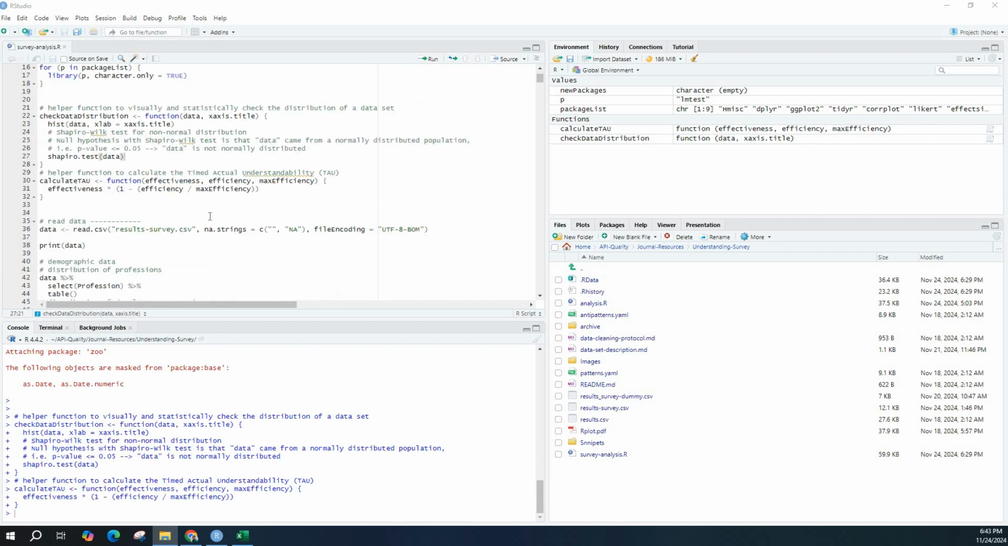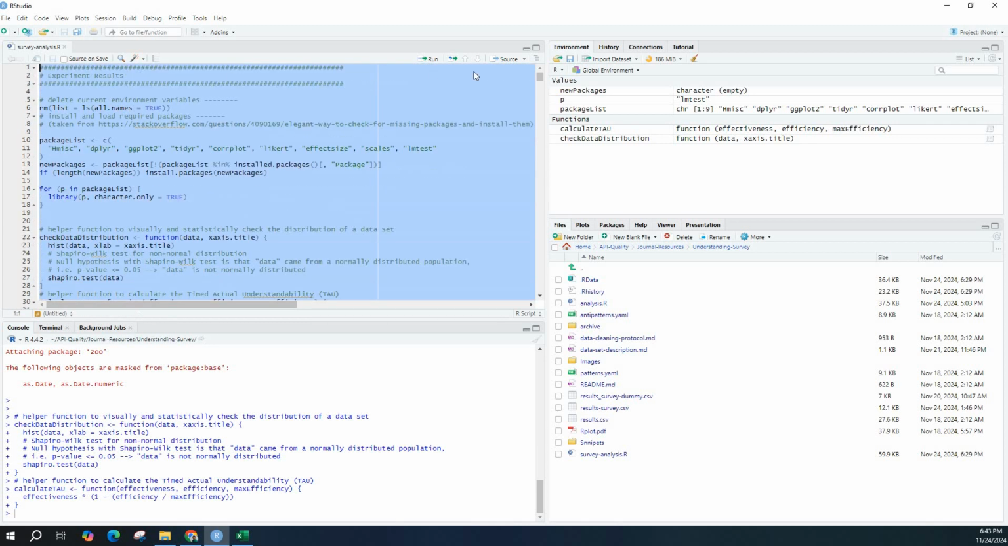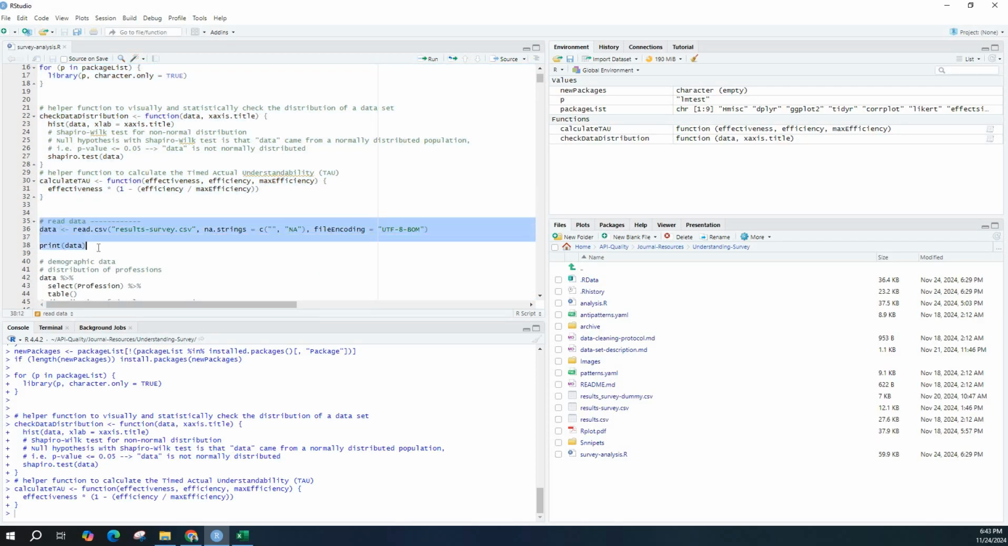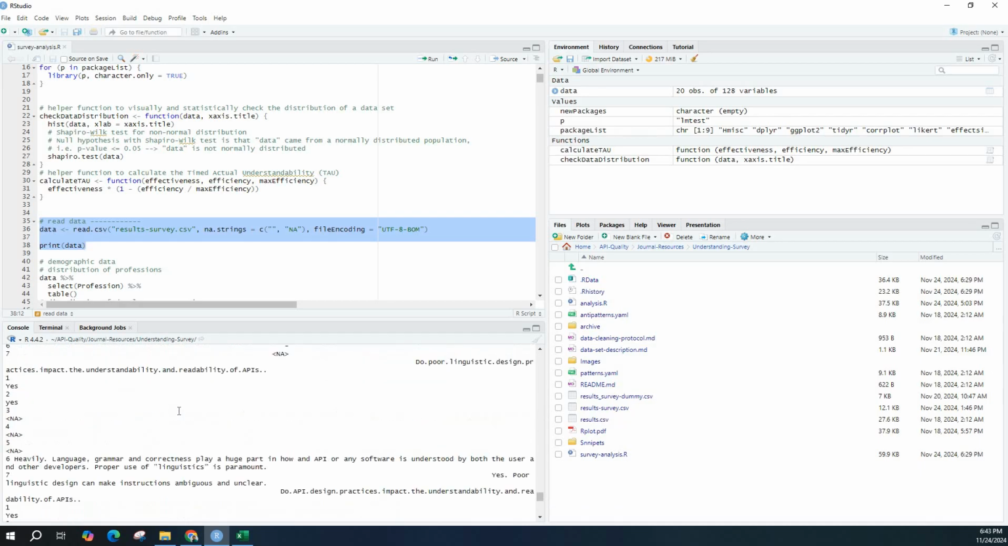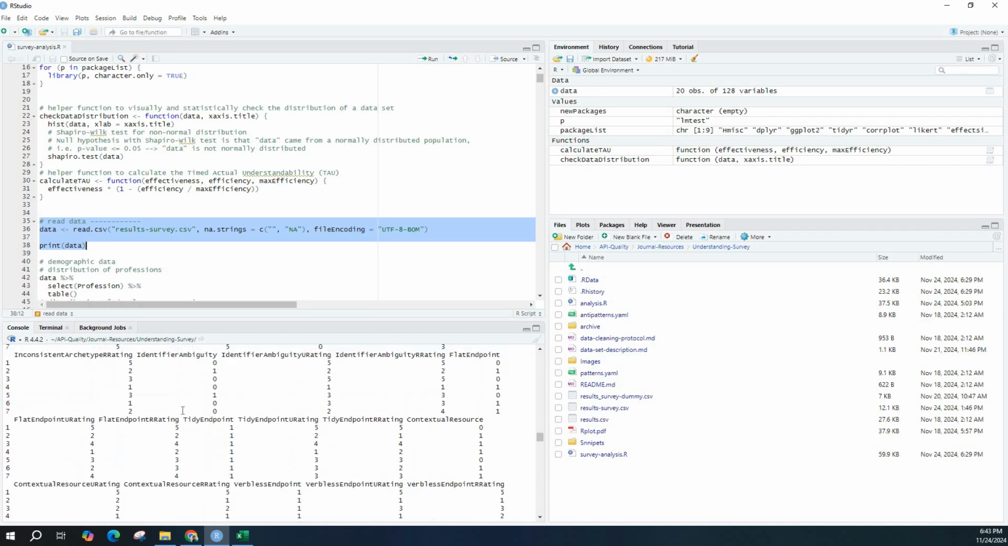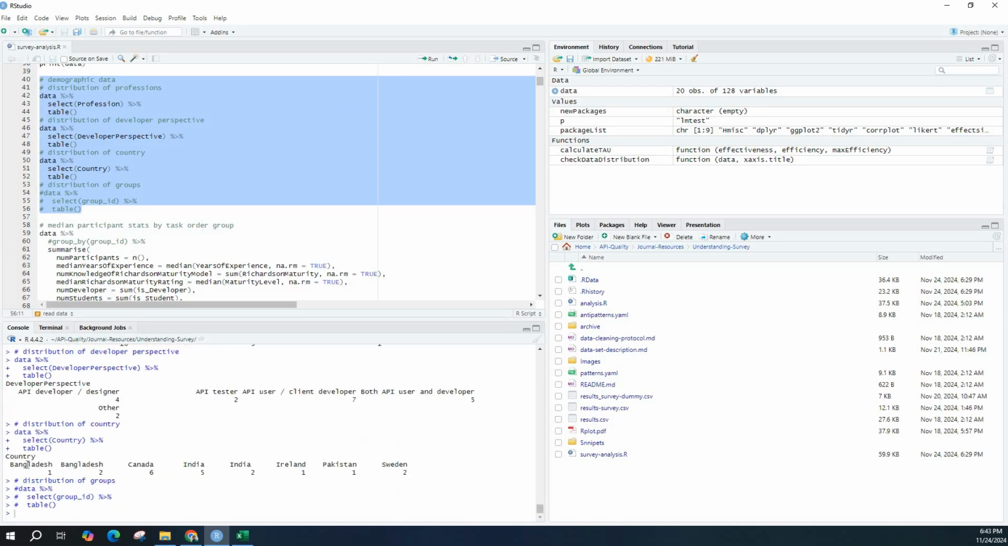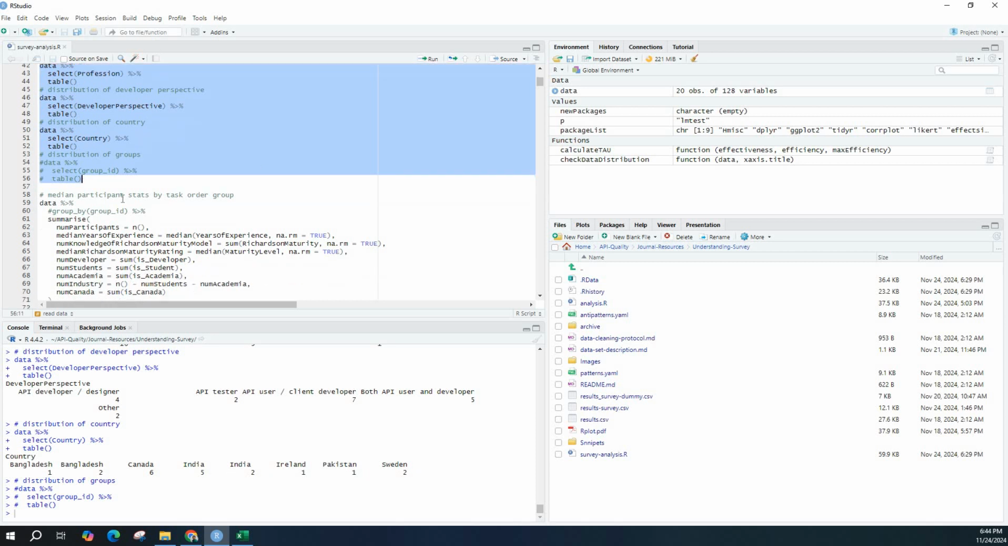So this is our script that we are working on. We first import all the libraries, and then we load the data. If we look at the data, we have everything, and then we summarize the data a little bit. Most of the responses were from Canada, where we are also based. We also had some responses from Bangladesh, India, Ireland, Pakistan, and Sweden.